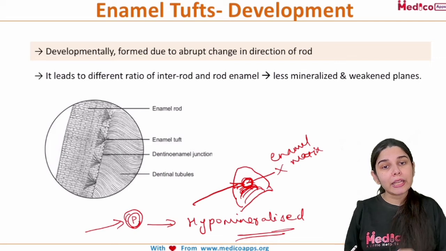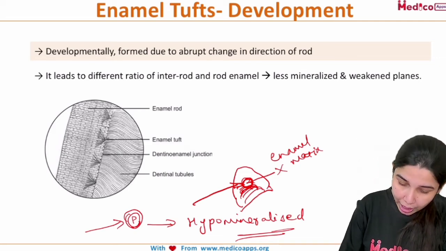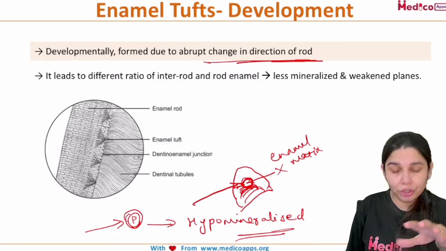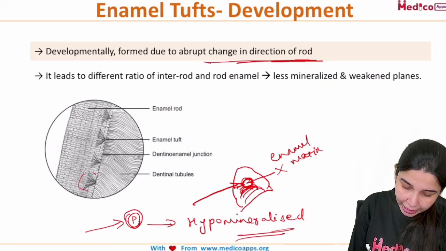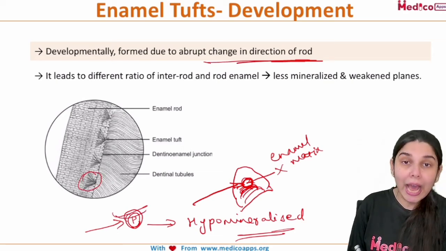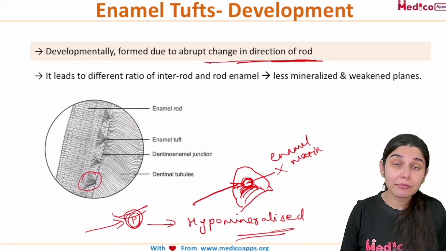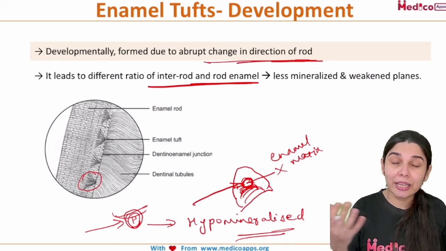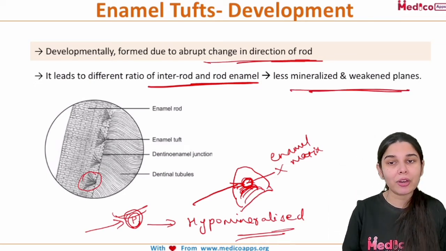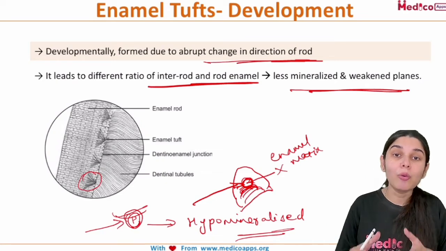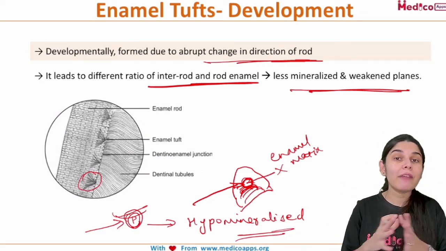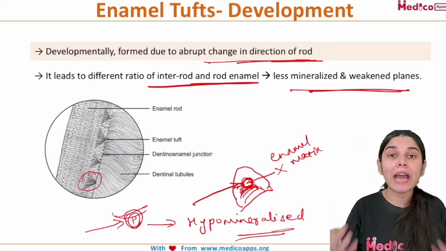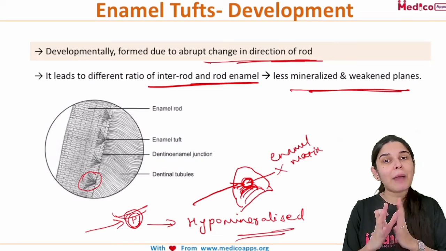Okay, so we will say that developmentally they are formed due to abrupt change in the direction of rod. Whenever there is abrupt change in the direction of rod, there will definitely be a void, and that void will be filled by these proteins, and these proteins will give rise to enamel tufts, and that will lead to different ratio of inter-rod and rod enamel, which will result in less mineralization and weakened planes. So this is how the enamel tufts are formed. I hope you have understood the definition, the structure, location, and also the composition and how they are developed. So this is enamel tuft for you.